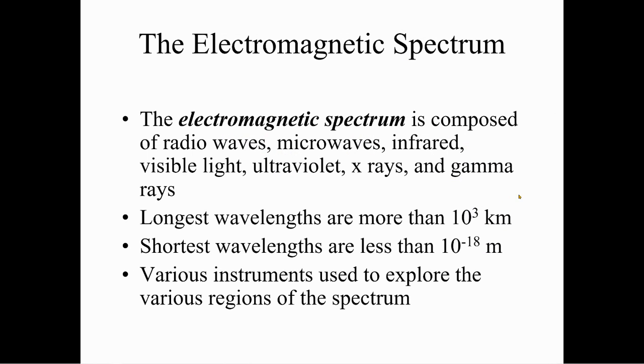The electromagnetic spectrum is composed of radio waves, microwaves, infrared waves, visible light, ultraviolet, X-rays, and then gamma rays. The longest wavelengths are more than 10^3 kilometers. That means from crest to crest, it's 10^3 kilometers, where the shortest wavelengths are 10^-18 meters between crest to crest. Various instruments are used to explore various regions of the spectrum.